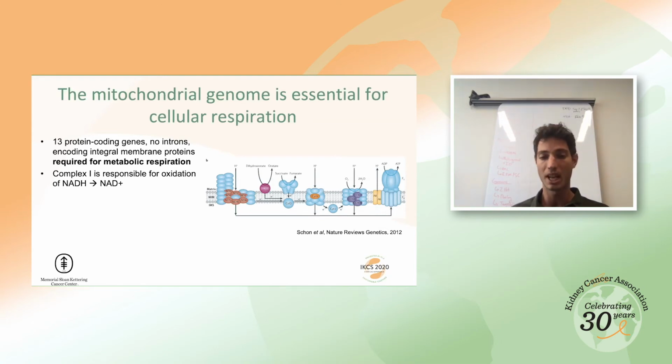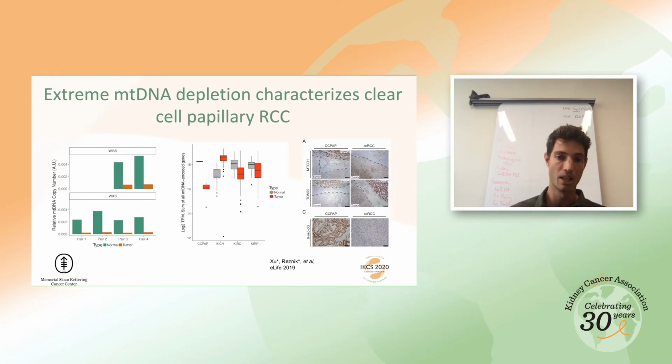So the premise here now is that if there is an insult to the mitochondrial genome, complex 1 doesn't operate, and then you get accumulation of NADH. So when you start investigating the mitochondrial genome of clear cell papillary, you don't find mutations. And the reason you don't find mutations is, in fact, because clear cell papillary is exquisitely depleted of mtDNA.